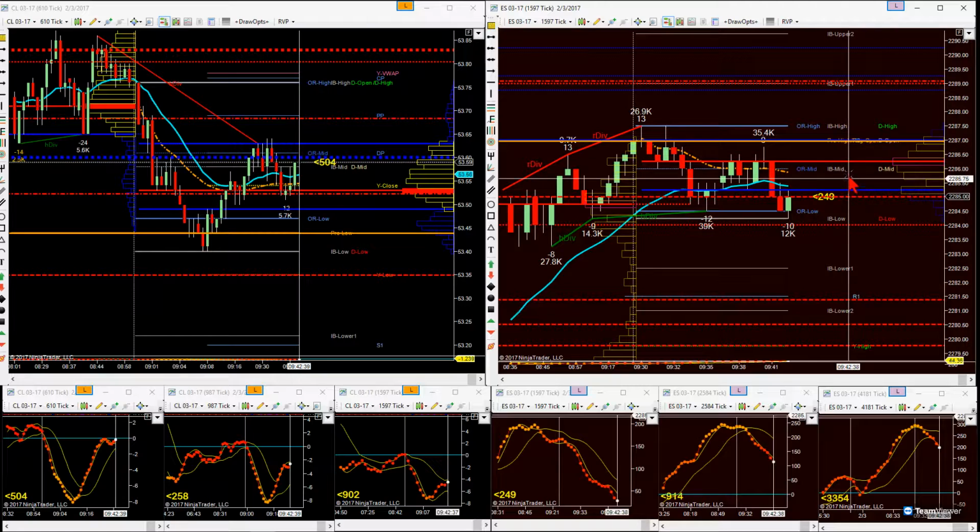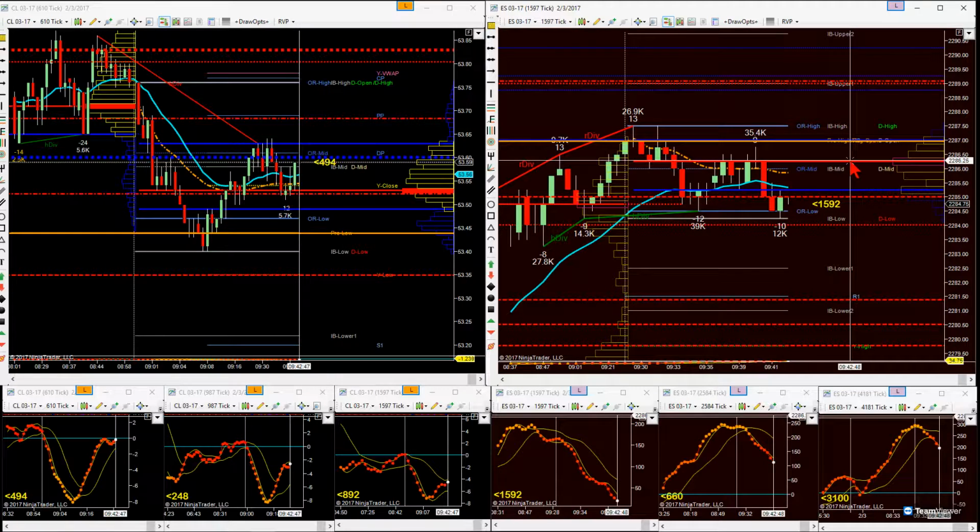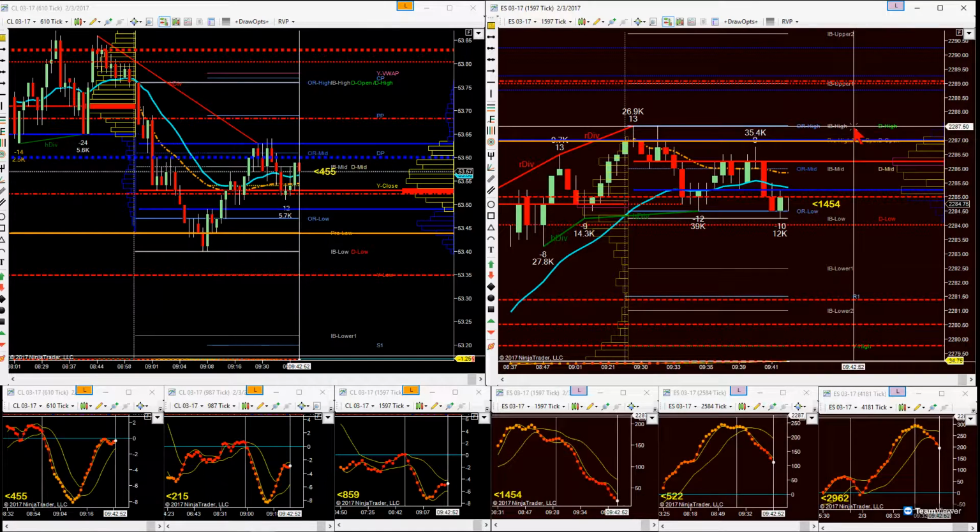It would have to be... I don't think I'm going to start looking to scale in until the current VPOC, 2286 and a quarter. My only concern is that this gap here.